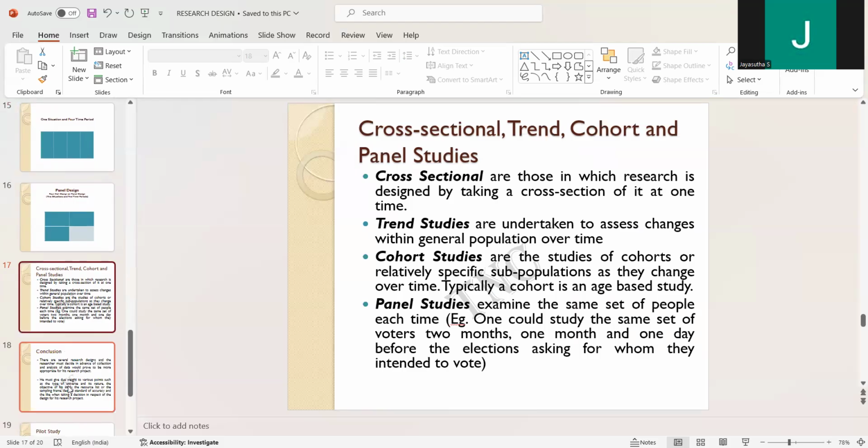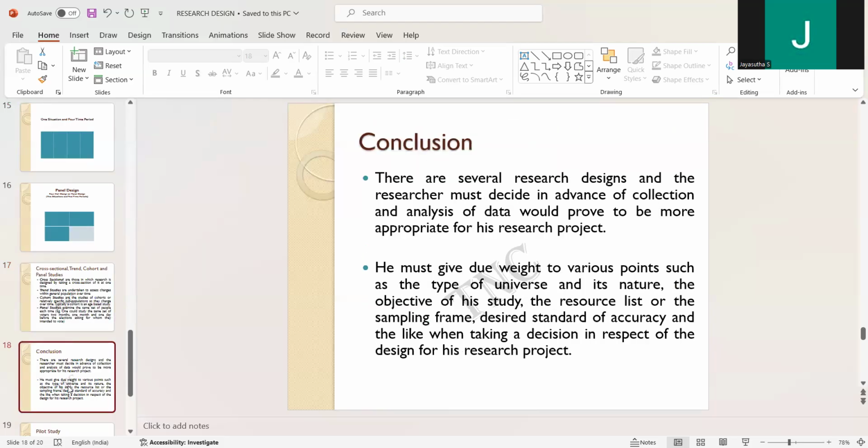The cohort studies are studies of cohorts, a relatively specific subpopulation. Data is collected continuously in a chain, from one person to another person. It is connectivity. Typically cohorts are age-based studies. The panel studies examine the same set of people each time. One could study the same set of people two months, one month, and one day before an election to see whom they intend to vote for.